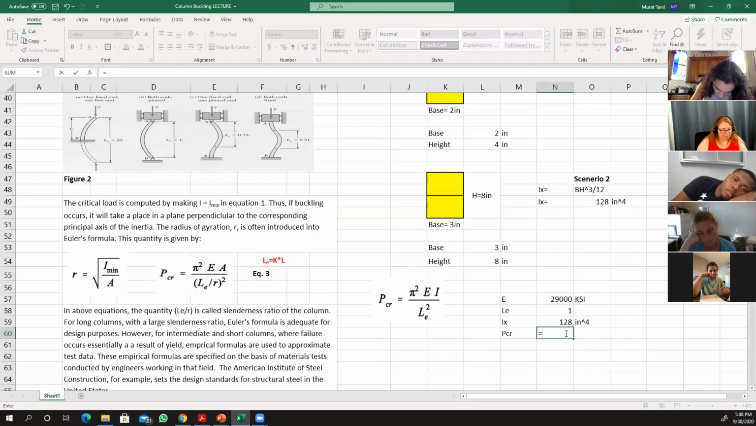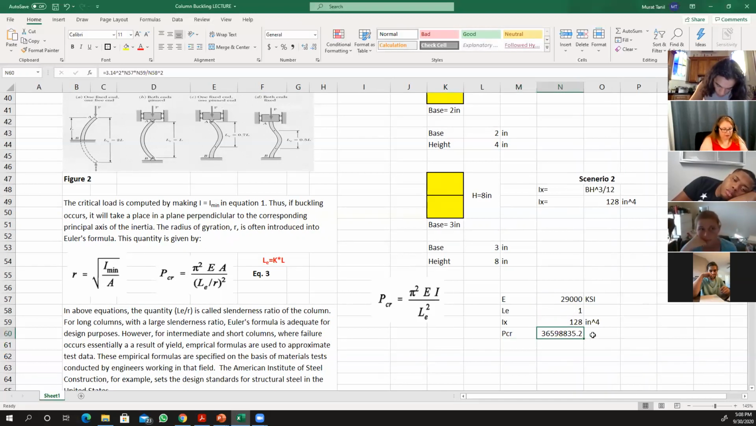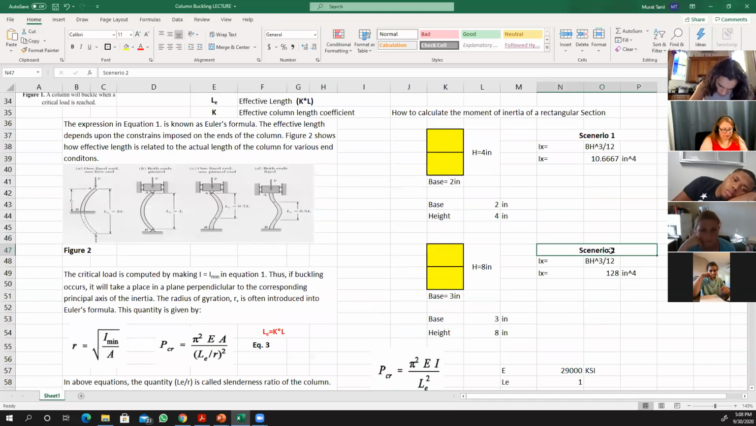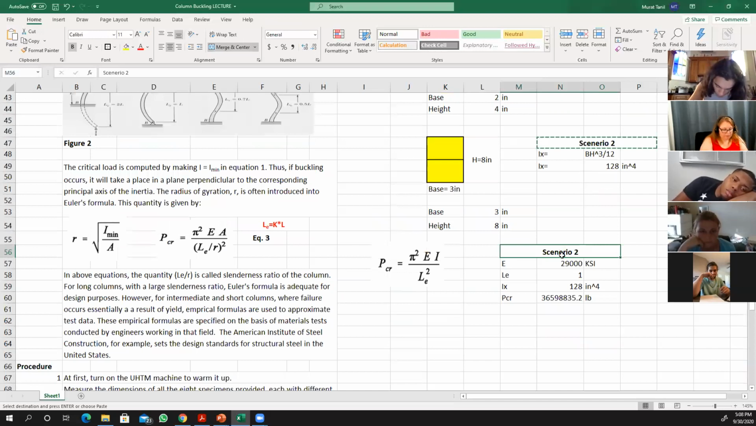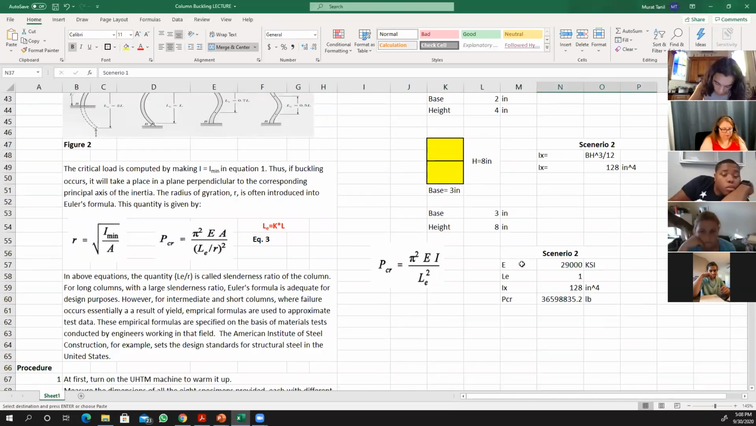Okay. So 3.14 squared times 29,000 KSI times moment of inertia divided by LE squared. I get this number. It should be in pounds. So this is the first scenario, scenario 2, because I use the moment of inertia from scenario 2. And I'm going to look at scenario 1 right here.